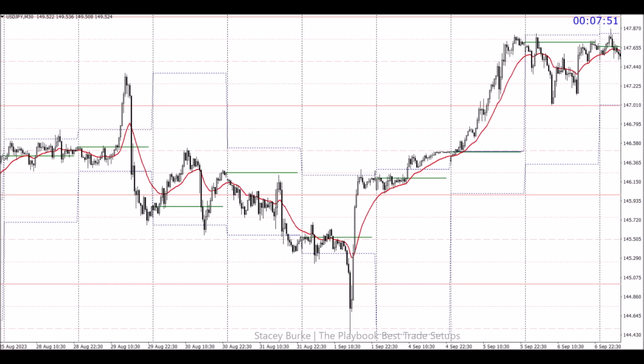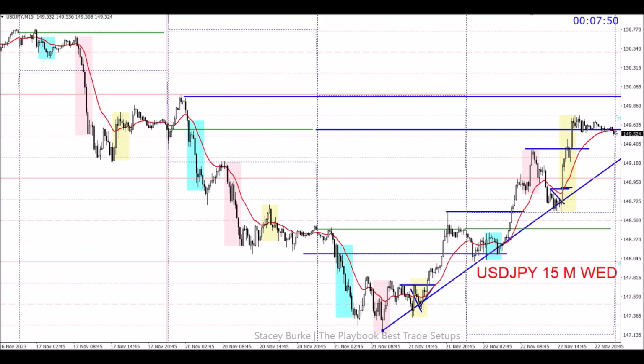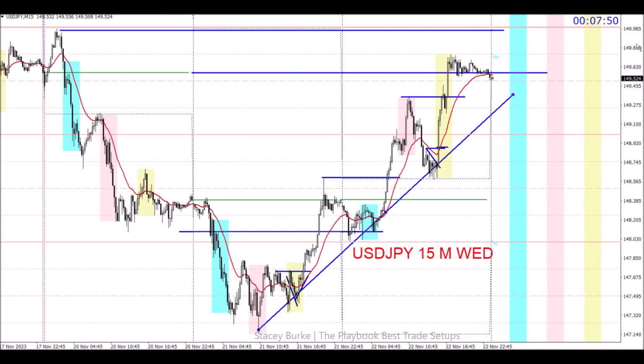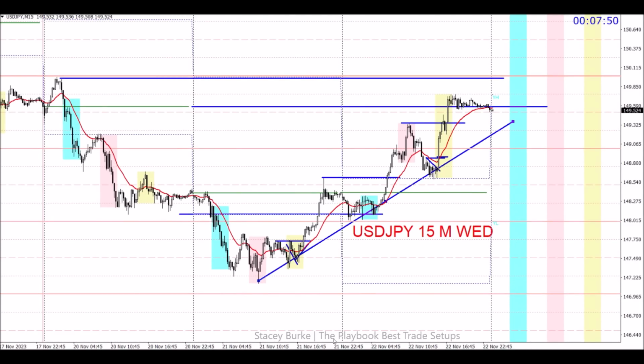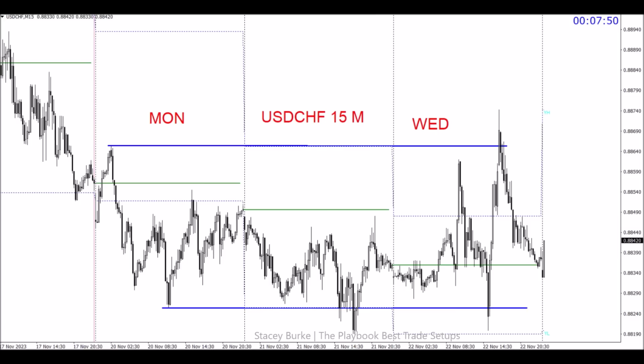Larger template, we'll go back to our 15-minute chart, is a dump and pump day 1, day 2, day 3 template. This is the US Swiss, an example of a trading range template, day 1, day 2, day 3. Now I want to, we'll look at this briefly.